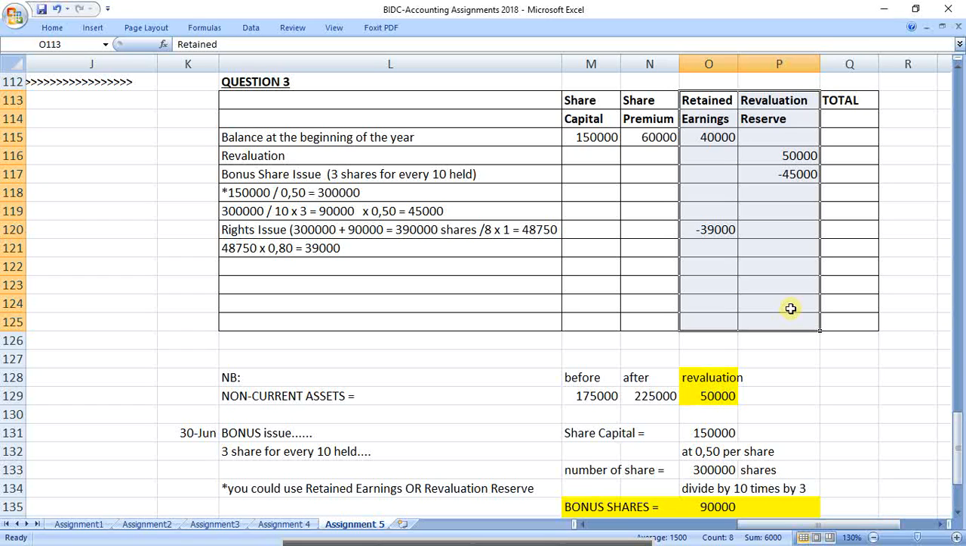What is this line? Divide by 8. Yeah, that's the divide sign on Excel. Divide by 8, times by 1. He gave you the 39,000. The 39,000 is going to come off the retained earnings. Okay. Retained earnings, bracket 39,000.